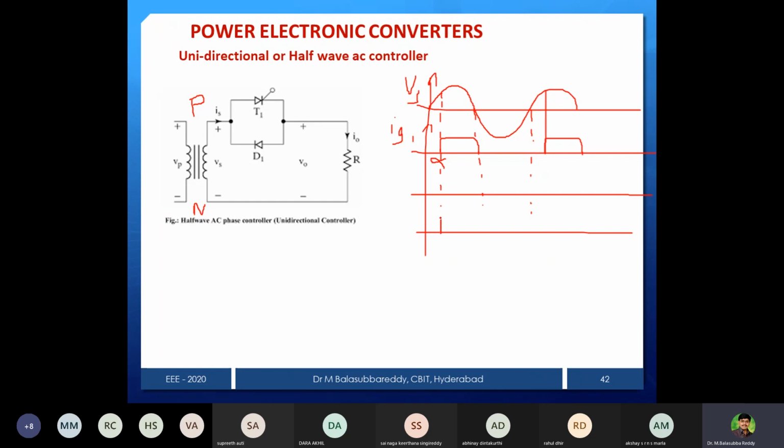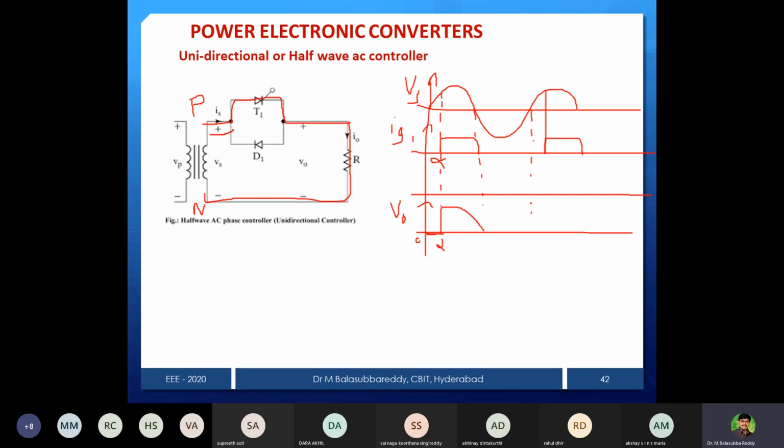From here onwards, output is same as source. Because before this, from 0 to alpha, the thyristor is not conducting, so output will be 0. And once the thyristor is conducting, we are getting as output the same as source, because the load is directly connected like this. Here one point, and it goes like this, and it is connected here. So whatever source is there, the load is directly connected to the source through thyristor T1.